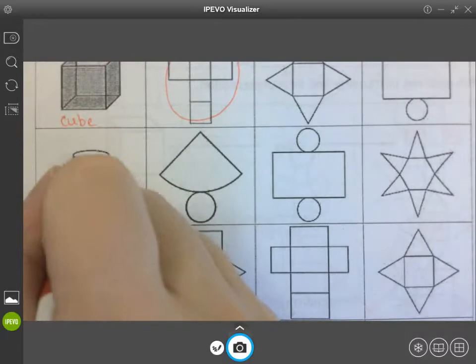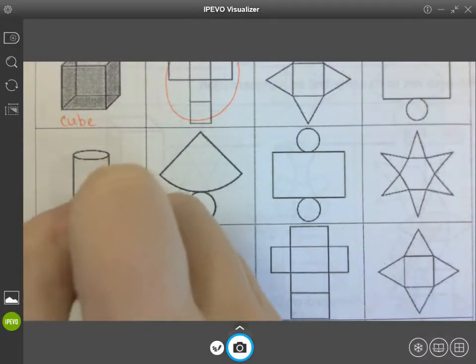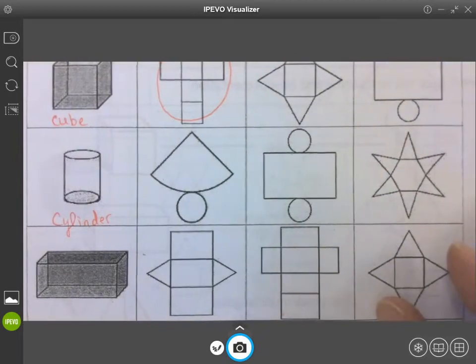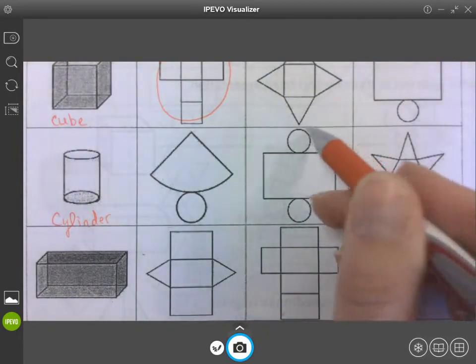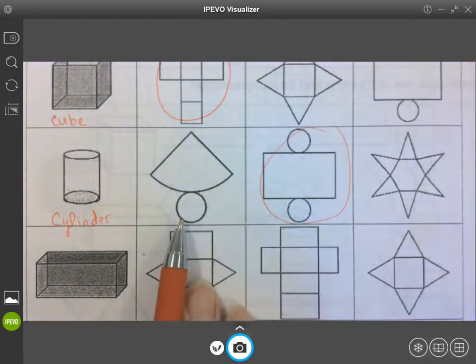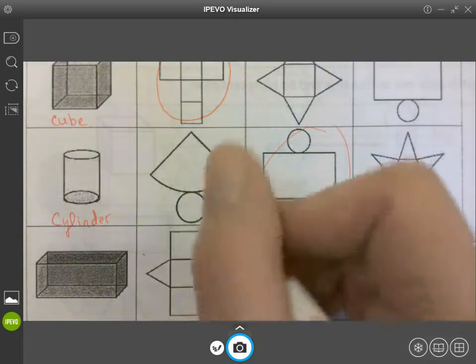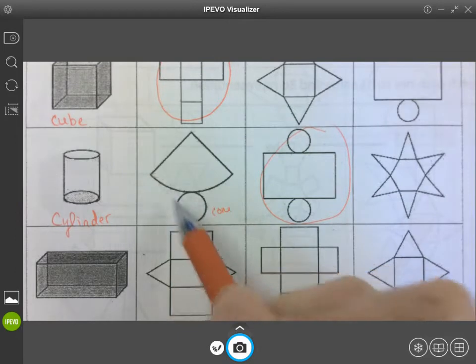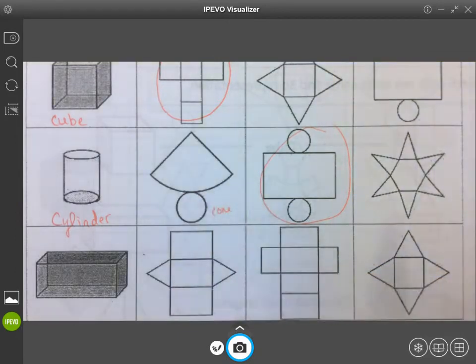This is a cylinder. And option 1, 2, or 3? 2. What would option 1 be? That's what a cone looks like, yeah. Where it's like that snow cone cup, where this would fold up and this would wrap around and attach.